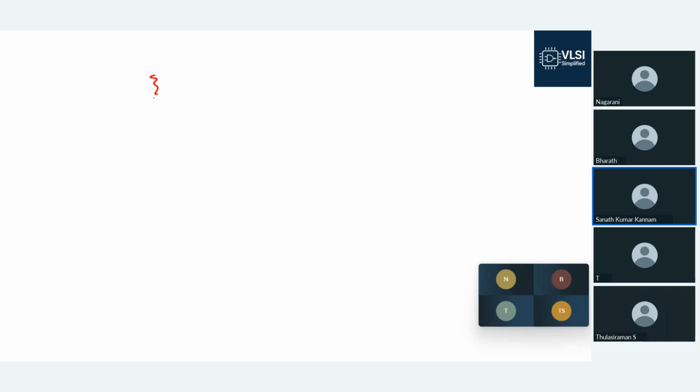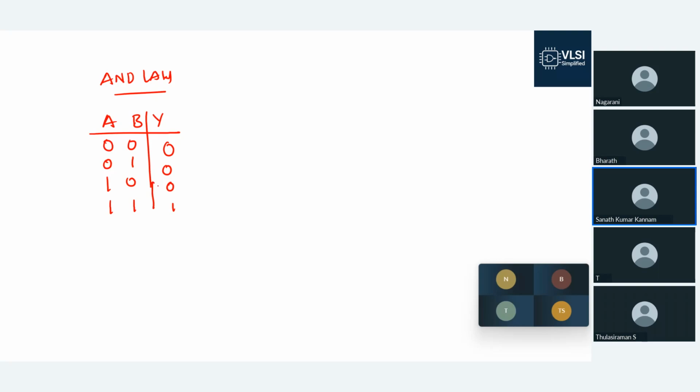So Boolean laws, if you see, first is the AND law. So you know the truth table. That means A, B, and Y: 0, 0, 0, 1, 1, 0, 1, 1. So 0, 0, 0, 1. If any of the input is 0, the output is 0. So the first law is A and A equal to A. So this one and this one. This is the first law.